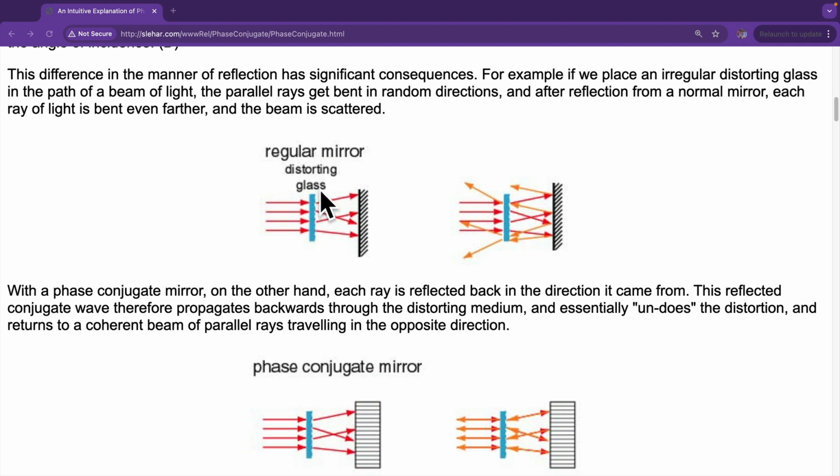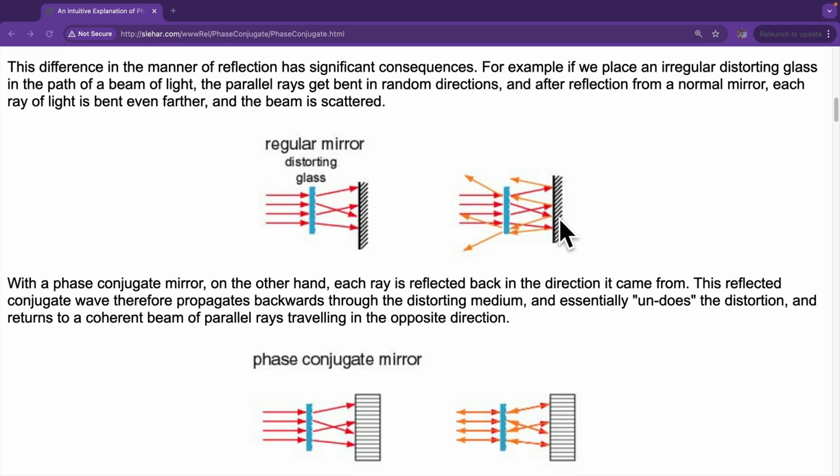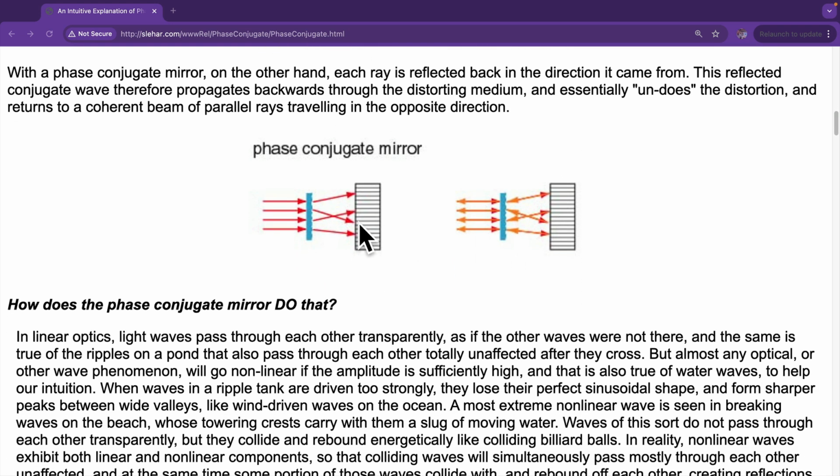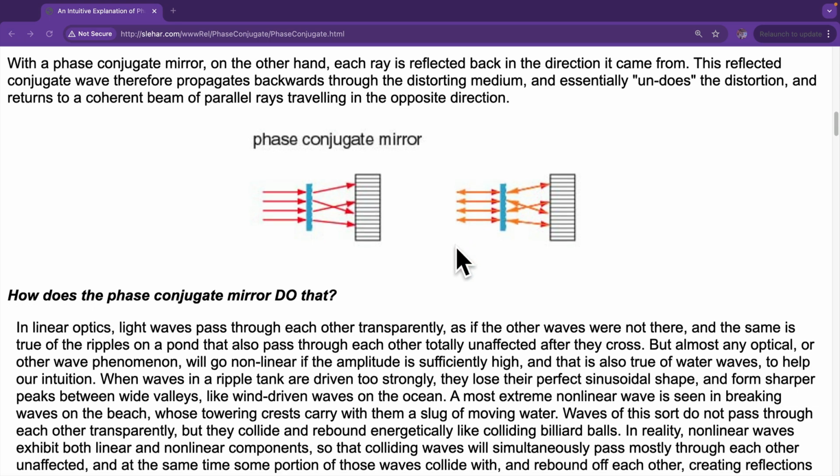For example, if we place an irregular distorting glass in the path of a beam of light, the parallel rays get bent in random directions, and after reflection from a normal mirror, each ray of light is bent even further, and the beam is scattered. With a phase conjugate mirror, on the other hand, each ray is reflected back in the direction it came from. This reflected conjugate wave therefore propagates backwards through the distorting medium and essentially undoes the distortion and returns to a coherent beam of parallel rays traveling in the opposite direction.